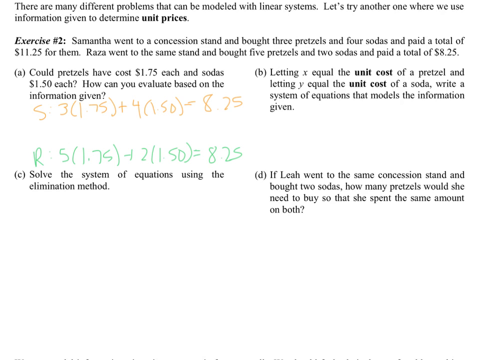All right, so the first thing we're going to do is 3 times $1.75, and that's $5.25. Then 4 times $1.50 is $6. And, sorry, I wrote $8.25. That should have been $11.25. Sorry, guys. So add those together, and you get $11.25, so it works.